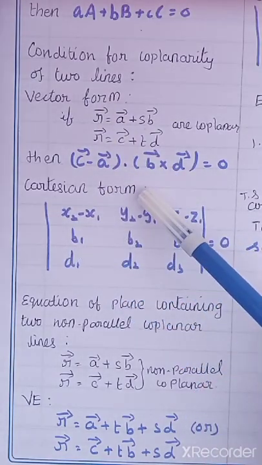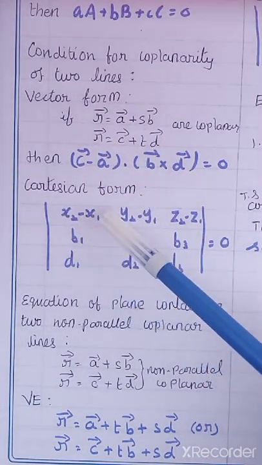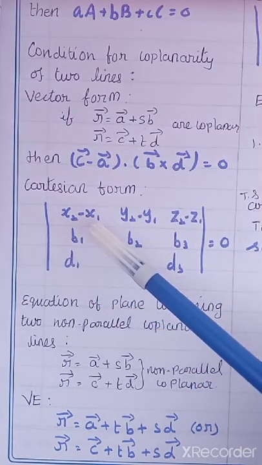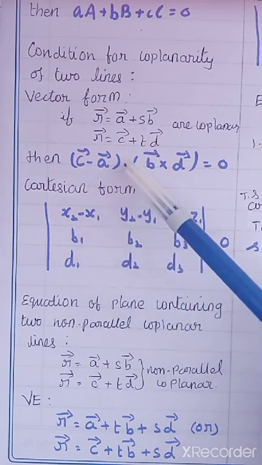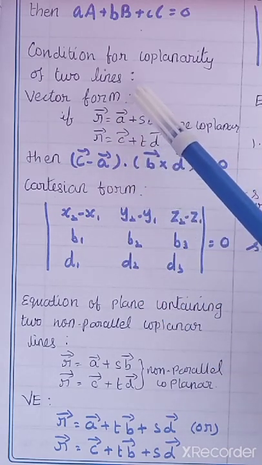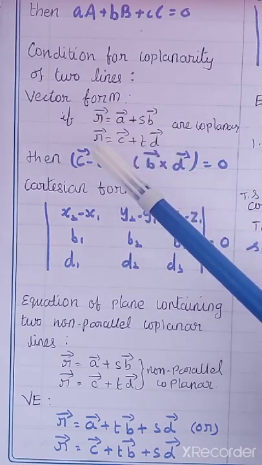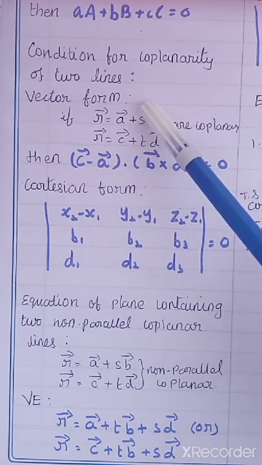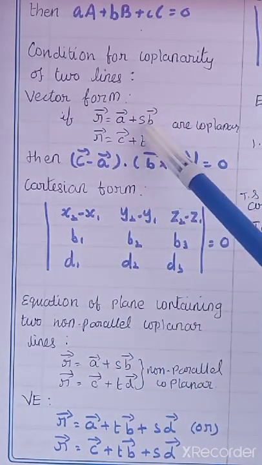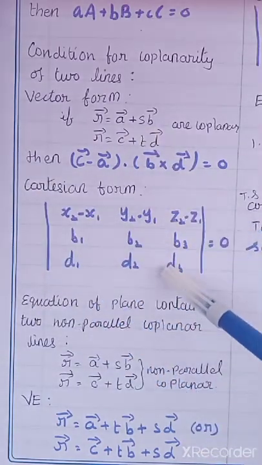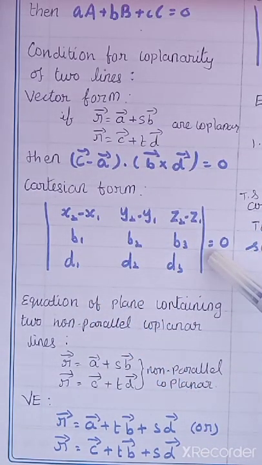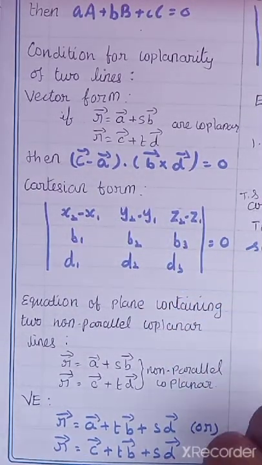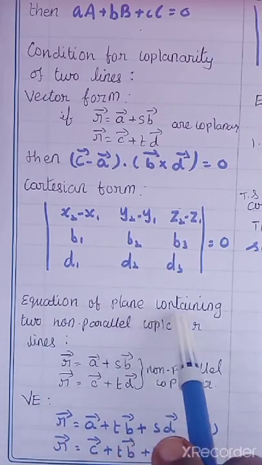And what is your Cartesian form? The determinant with rows x2 minus x1, y2 minus y1, z2 minus z1. What are x1, y1, z1 and x2, y2, z2? They are points: A is x1, y1, z1, and C is x2, y2, z2. b1, b2, b3 is the vector of the first equation, and d1, d2, d3 is the vector of the second equation. If this determinant equals 0, then that is your Cartesian form. Is that clear?